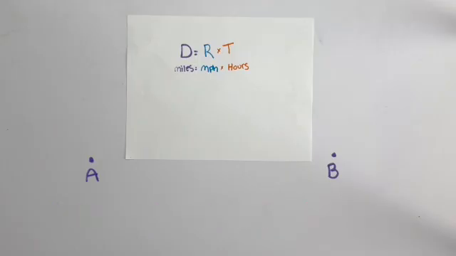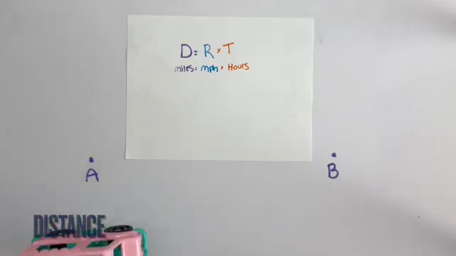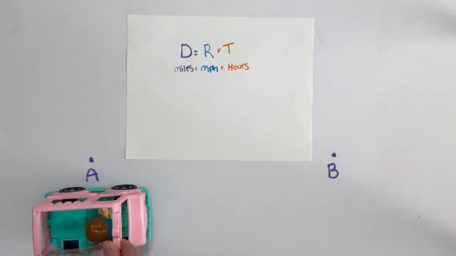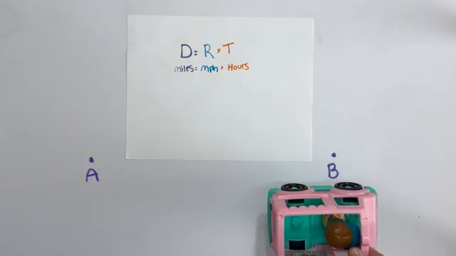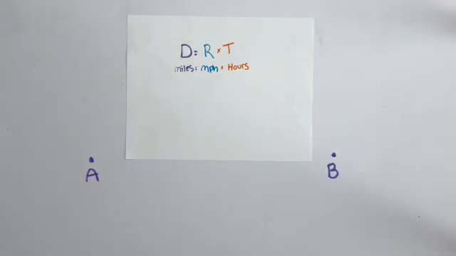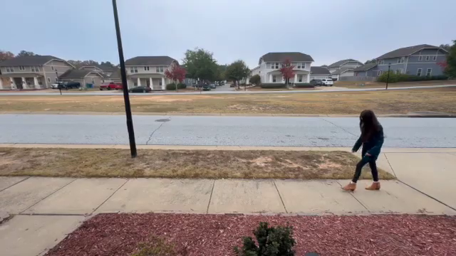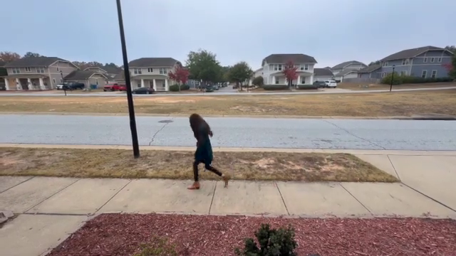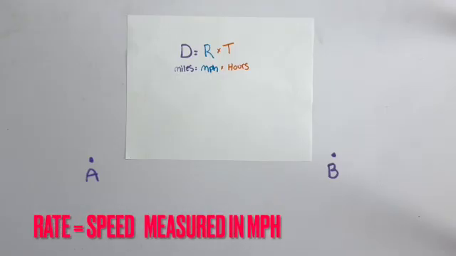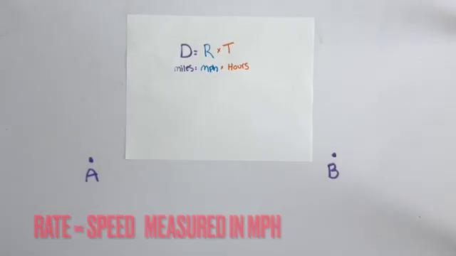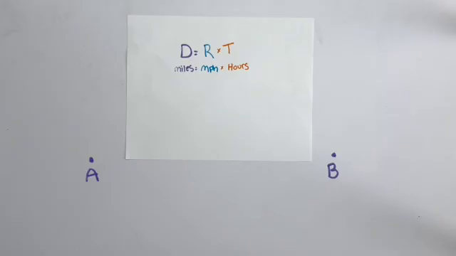The D stands for distance, and that is a measurement of how far an object travels from point A to point B. That generally is measured in miles when we are talking about a car driving or somebody walking. R is our miles per hour, and that just means how far did somebody go in an hour.